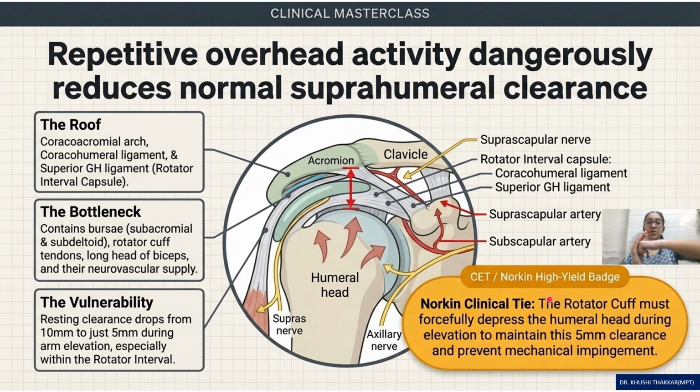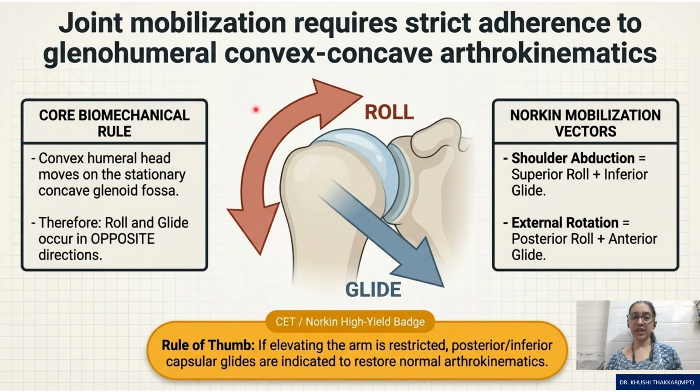So always remember, the arthrokinematic movement, that is the inferior glide, is very important. If this is not present, the 5 millimeter space that should have been there will be missing and will cause impingement of the humerus head on the acromion, and this is called shoulder impingement syndrome. Again, our concave-convex rule helps us in joint mobilization, and we have to strictly adhere to concave-convex rule arthrokinematics.